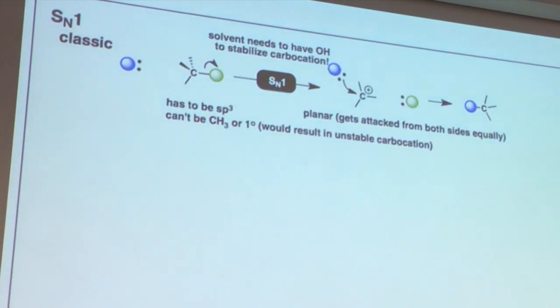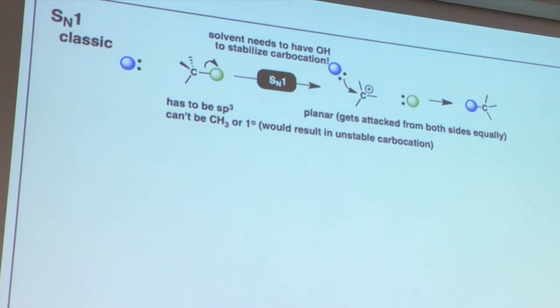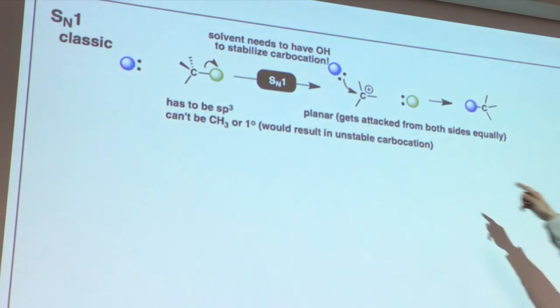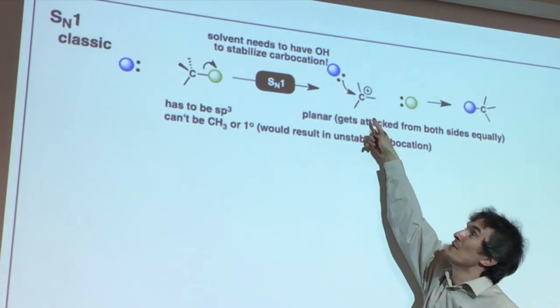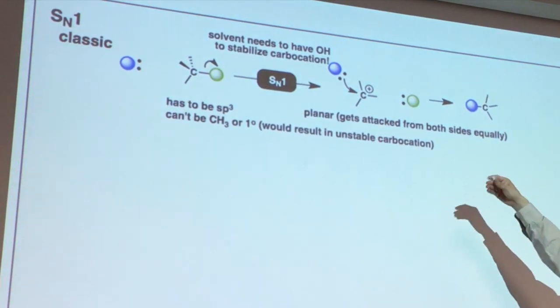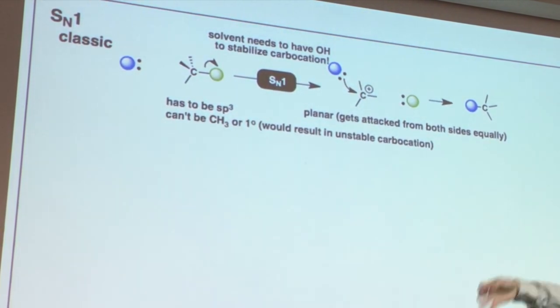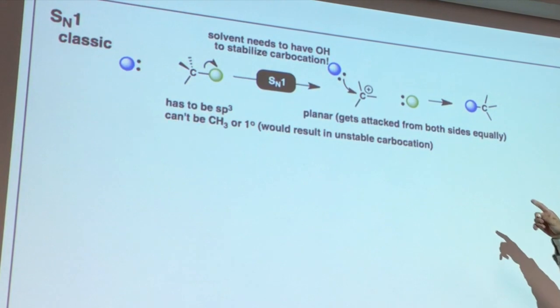It needs to have an OH, which is like 99% of the cases, so it's either an alcohol or water or an acid. It needs to have OH to make this possible. And when you have a carbocation, that will react with everything. Even water will now start attacking your carbocation.